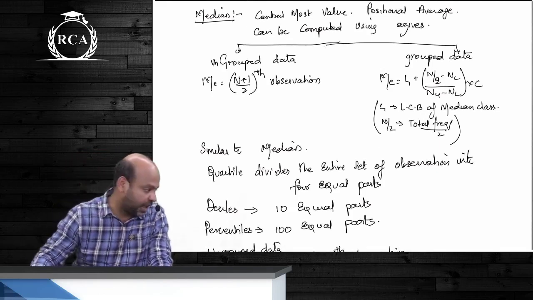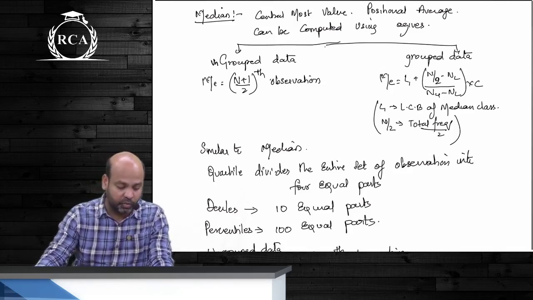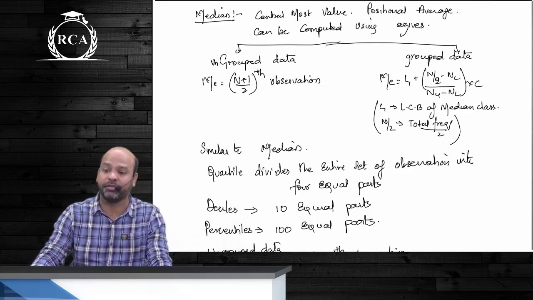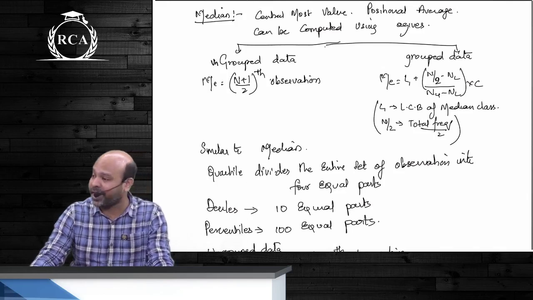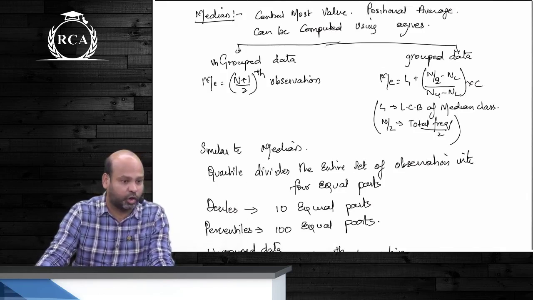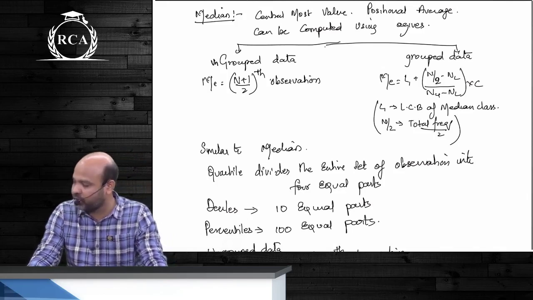If I have 10 observations, (n+1)/2 will become (10+1)/2, which is 5.5. How will I compute the median using 5.5? Fifth observation plus 0.5 of the difference between the sixth observation and the fifth observation. Are we clear about this?